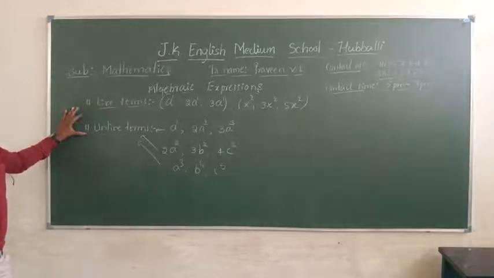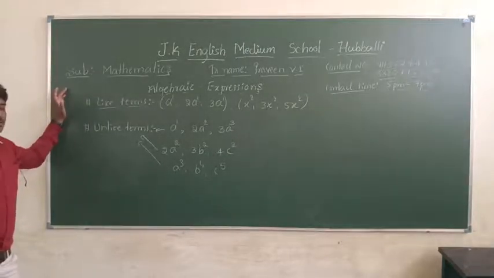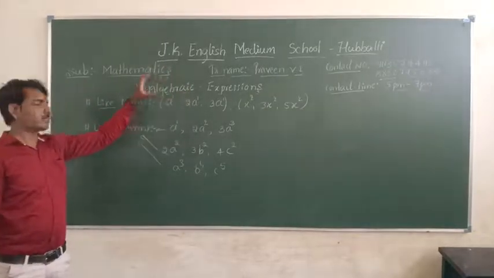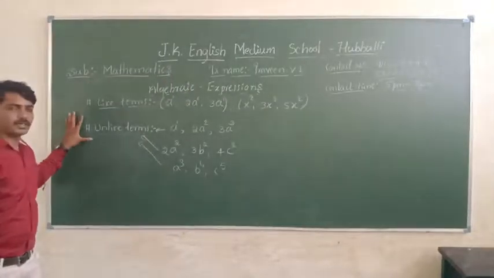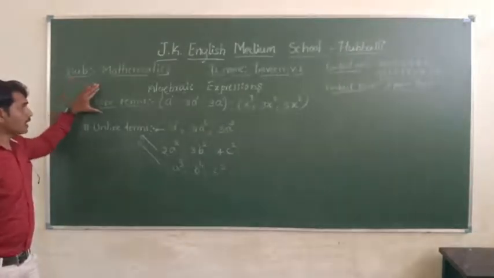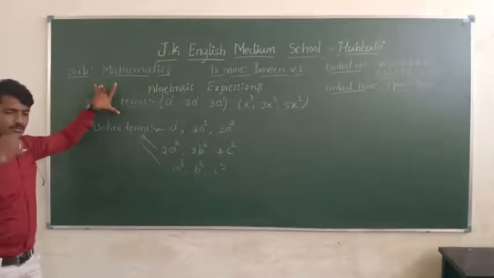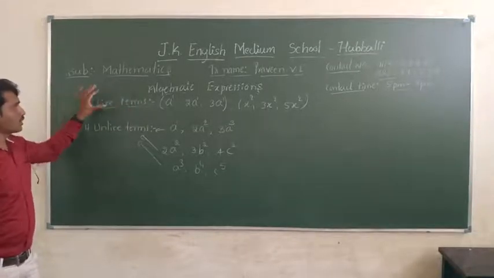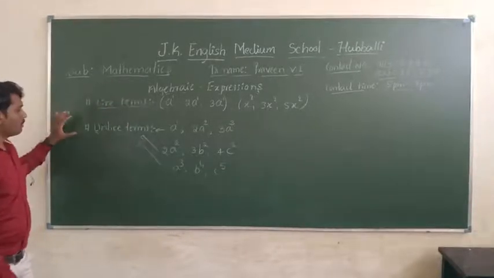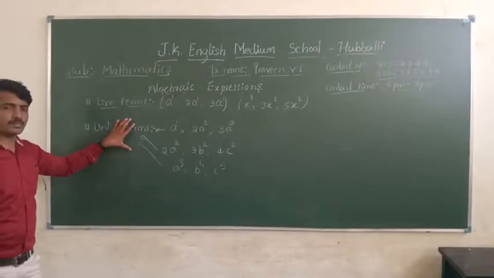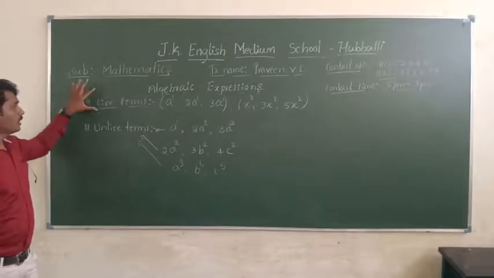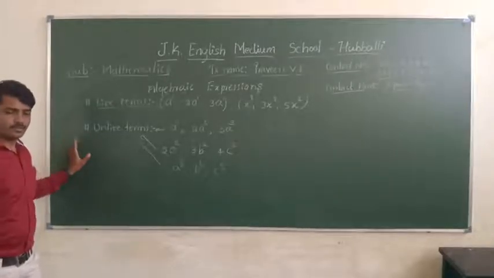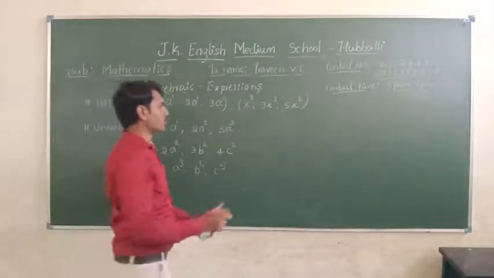So why have we discussed like and unlike terms? The operations on algebraic expressions totally depend upon like and unlike terms. If you are adding two algebraic terms, it totally depends upon like terms. And subtraction also totally depends upon like terms, but multiplication and division depend on like or unlike terms. Understood? So next, homework.